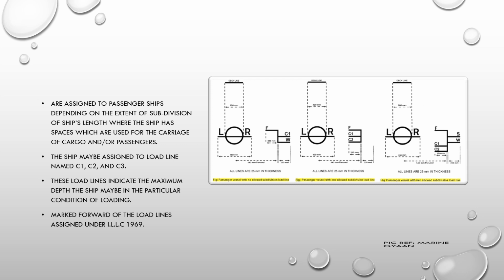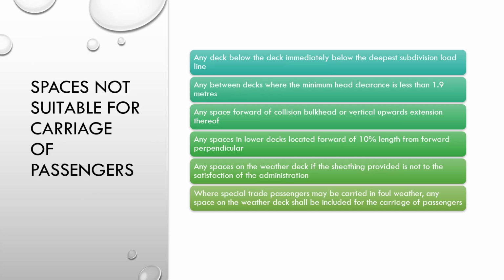So a good idea here would be for you guys to draw these load lines in each of these cases, so that you can distinguish between the ordinary load lines and the load lines C1, C2 and C3 as assigned to the passenger ships. Now we talked about subdivisions.